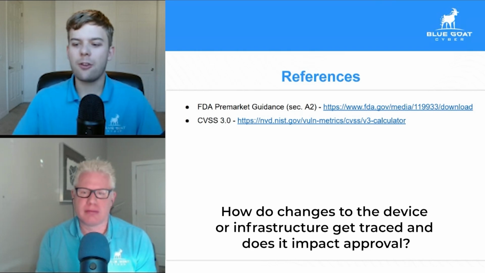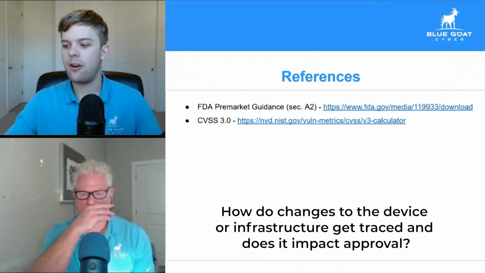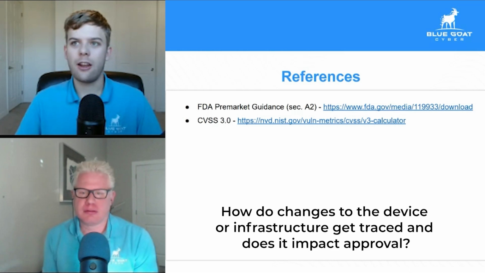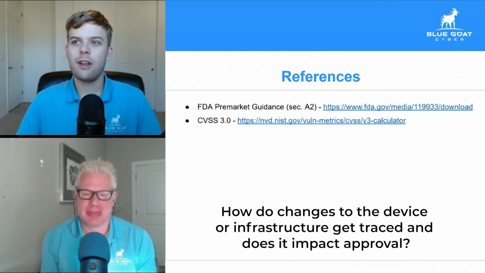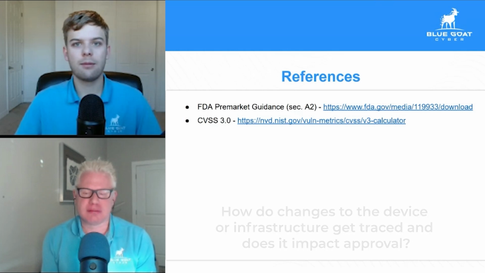Correct. Yes. If you're just switching out one library for another, or changing the color on a login field, or adding a little bit of functionality, it's not a really big deal. It's when we're looking at something significant that massively alters the operation of a device.